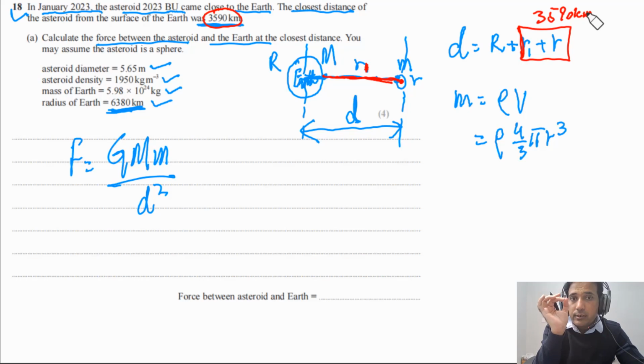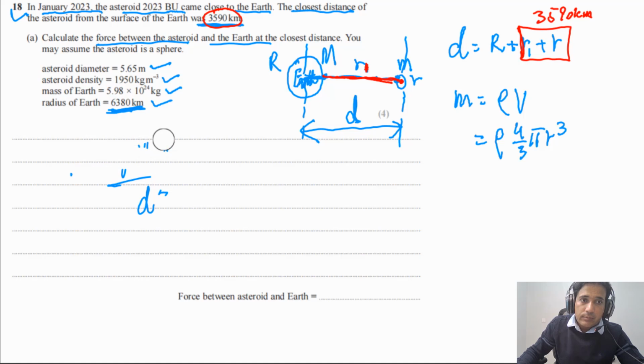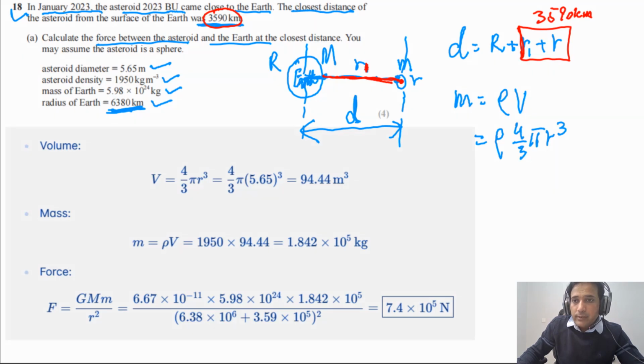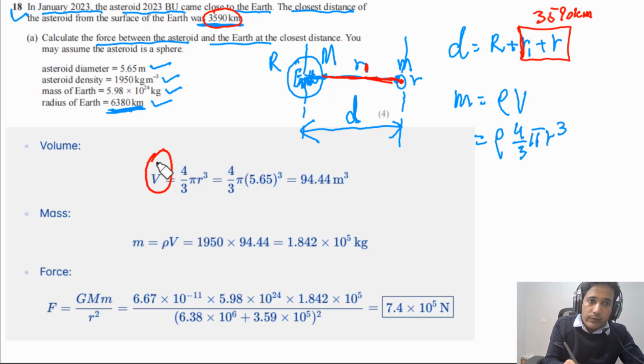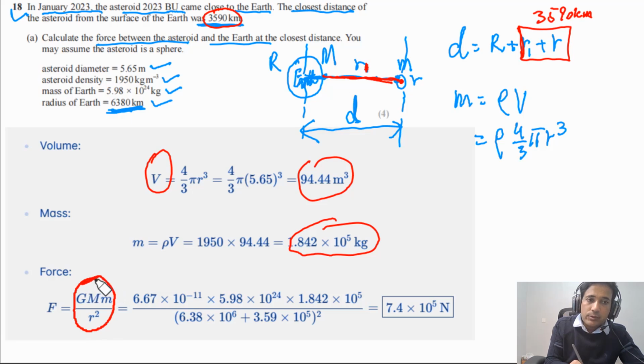You have to be clear which distance you have to use, and then simply plug in values and you can find the answer. Now let me show you how we can answer this question. Let me show you the full solution of this one. I hope this makes sense to you. Now you simply need to plug in values. As you can see here, first of all we have calculated the volume of the asteroid. Then we have calculated the mass, and then we are simply using Newton's law of gravitation, meaning the formula for gravitational force.